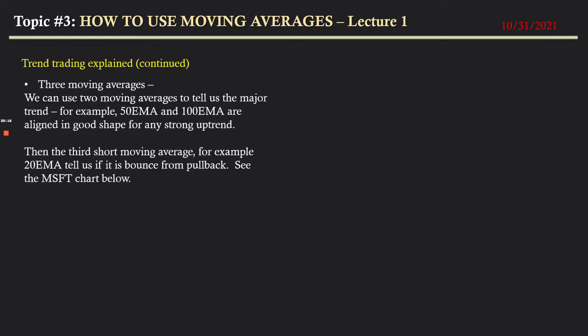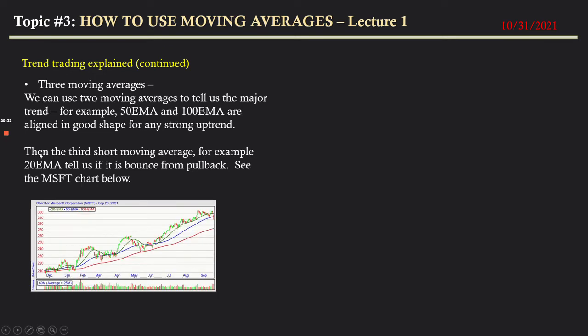Well, here we can see we can use three moving averages together, and two of them tell us the major trend. For example, the 50 EMA and 100 EMA are aligned in good shape, and when they align in good shape, we know this is a good uptrend. But the third moving average, the short one, can tell us if it's time to bounce from a pullback.